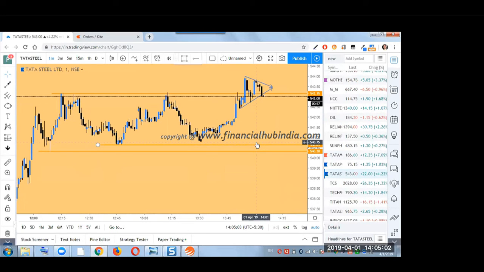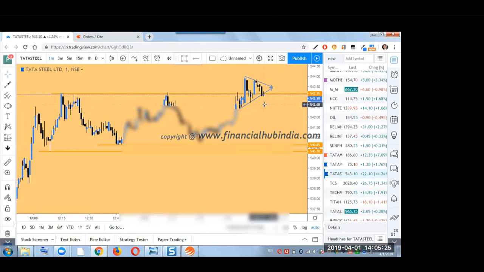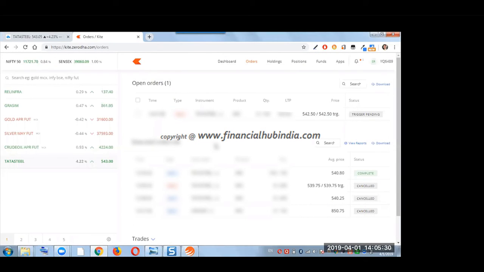Yeah, there will be a gain of around 1.70 against the risk of, I think, 1.3 in that. Forty to 50, 40.80. Let's see.